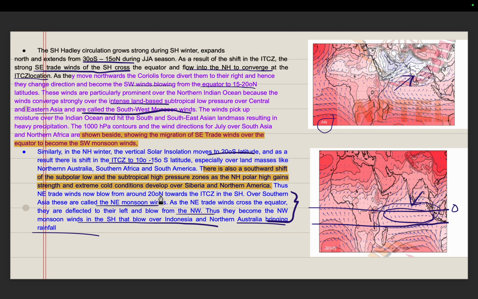So this is known as the northeastern monsoon wind, and this northeastern monsoon wind becomes the northwestern monsoon wind. Thus it becomes the northwestern, and this northwestern monsoon wind is the main cause of precipitation over Indonesia and northern Australia, which you can see here. It will bring precipitation to these zones.